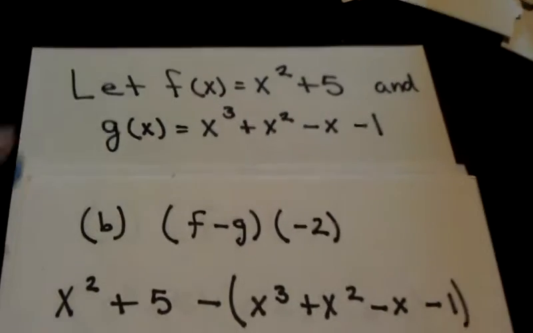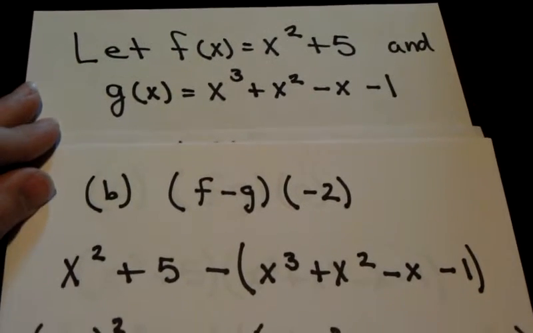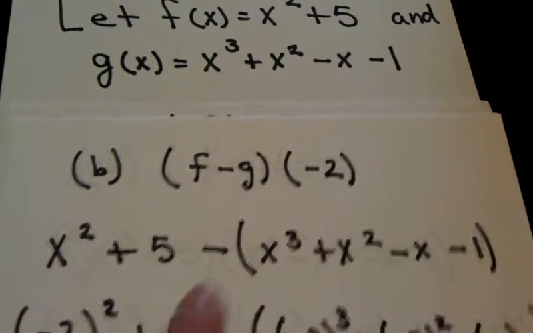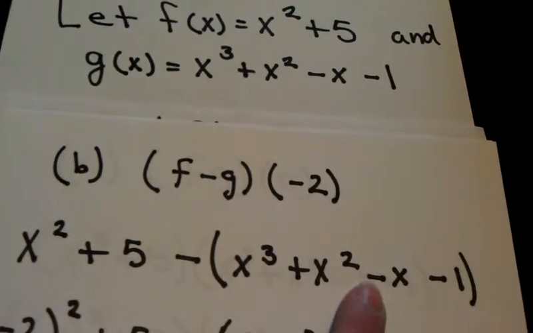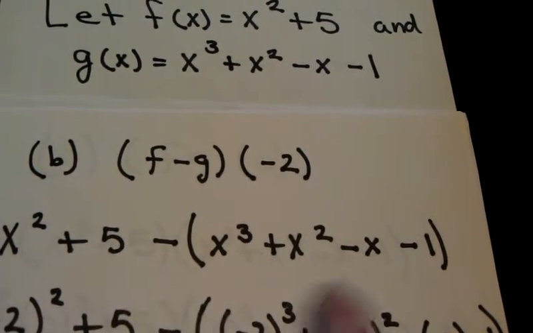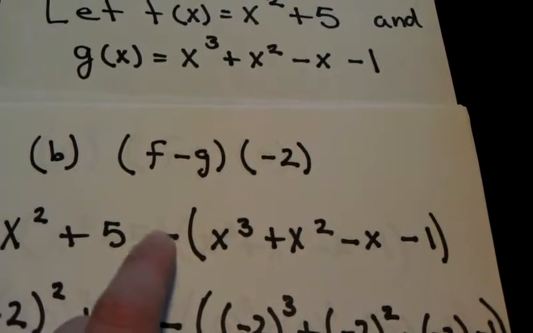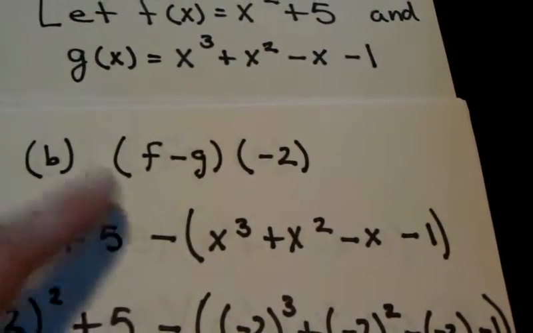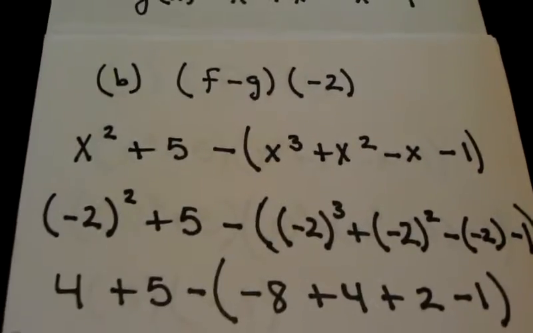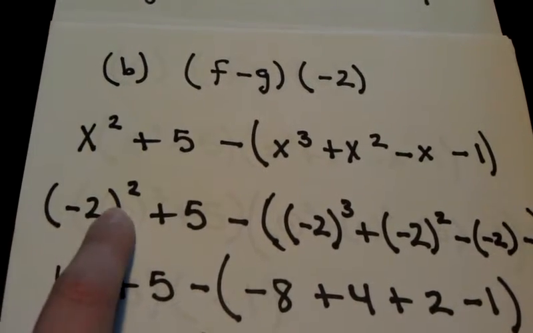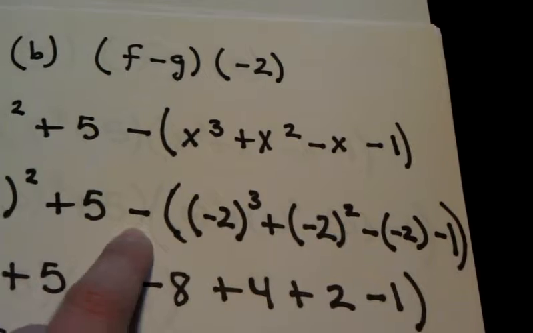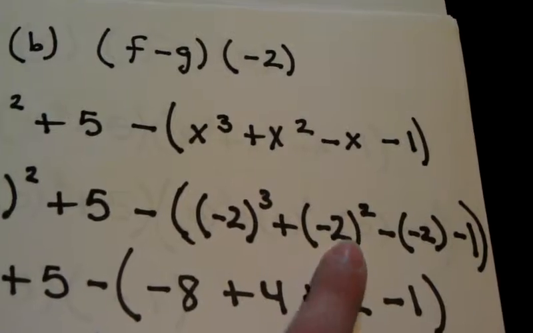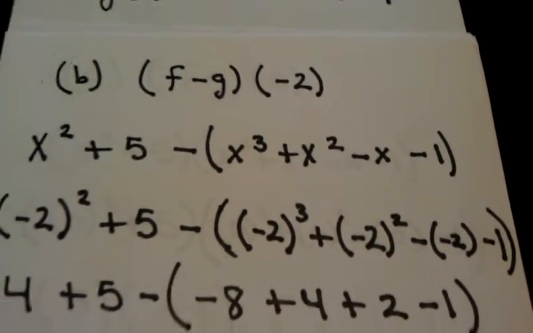For B, the f minus g with the input of negative 2, you're going to do the same. You want your x squared plus 5 minus your g of x. Now remember, use parentheses for your g of x because you need to follow through with the negative to each one. So you want to put your negative 2 squared plus 5 minus your negative 2 cubed, negative 2 squared, and then your negative 2. Input all those.